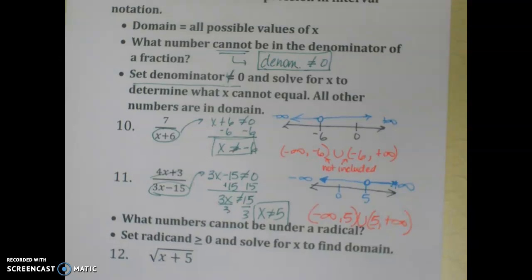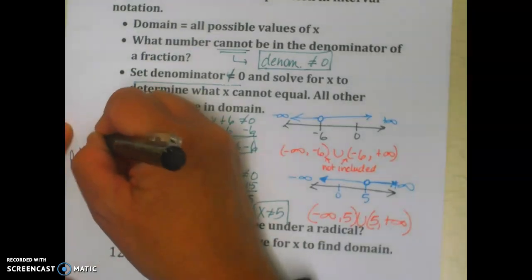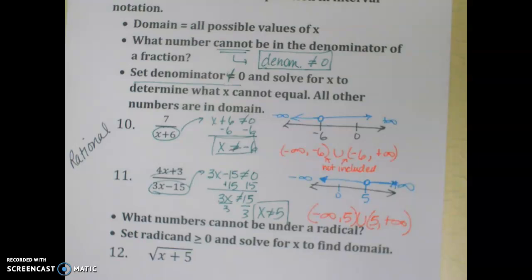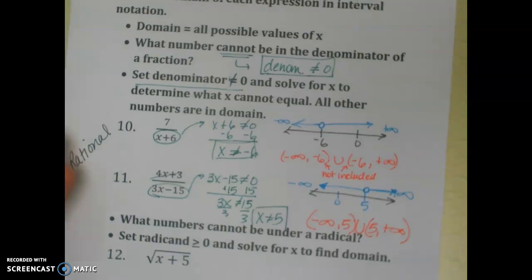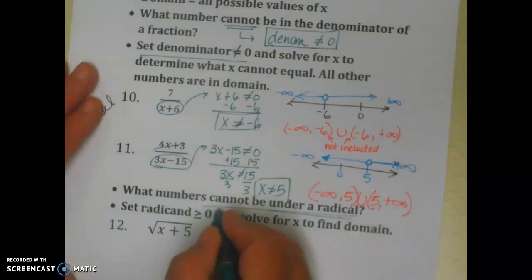All right, so the first type of domain we find is for a rational expression. These are rationals, which means you've got an x in the denominator. You set the denominator equal to 0, and then that will tell you what x cannot be. All right. Okay, the other kind of finding domains is what cannot be under a radical.